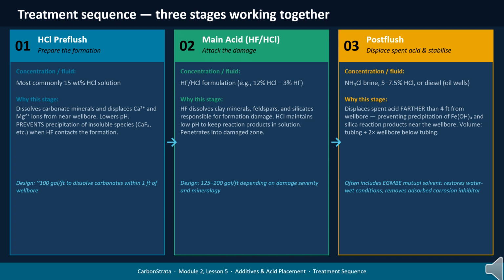Overflush protects the result, pushes spent acid away from the wellbore. If skipped, reaction products stay and reprecipitate. Key number: 4 feet. Inside this zone, any precipitation destroys performance. Beyond it, the effect is minimal. So understand this clearly. The reaction is only half the job. The cleanup is the other half. And engineers fail more often in cleanup.